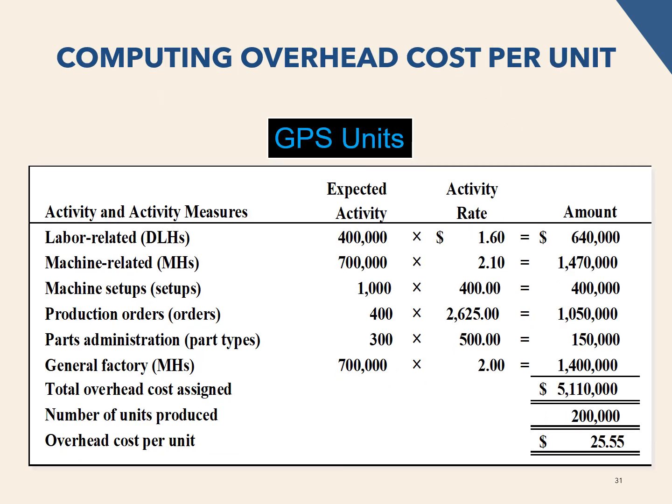This one is to compute overhead cost per unit for GPS units. The same format as the previous slide. There are 6 activities. You take expected activity times the activity rate and do it 6 times. You will get the amount assigned to GPS. So the total overhead cost assigned is $5,110,000. Because there will be 200,000 units produced, the overhead cost per unit for GPS is 25.55.